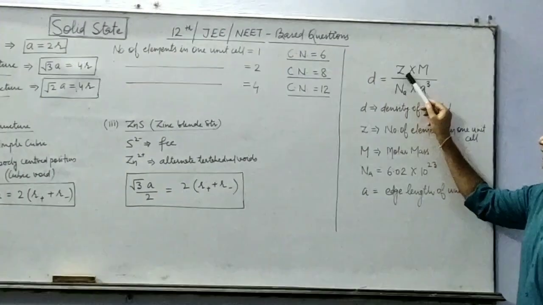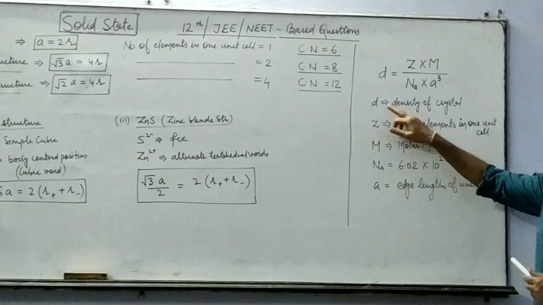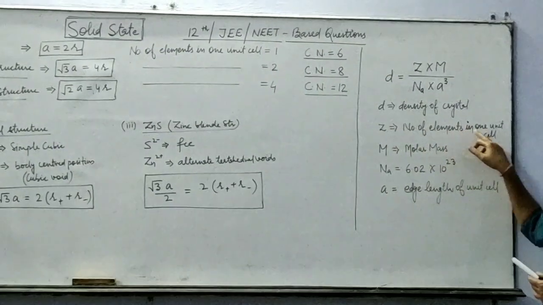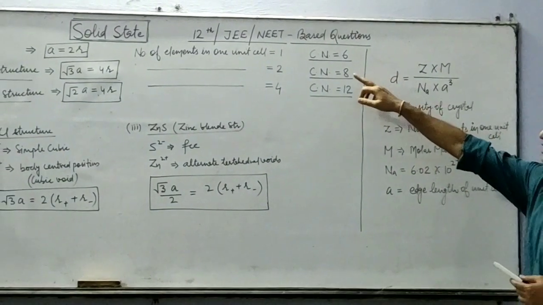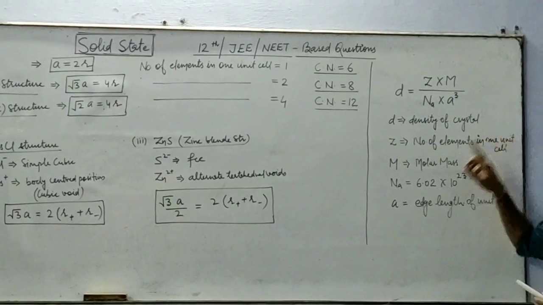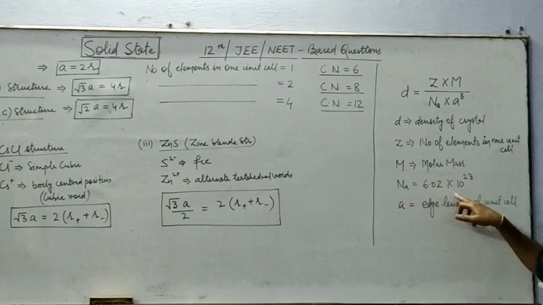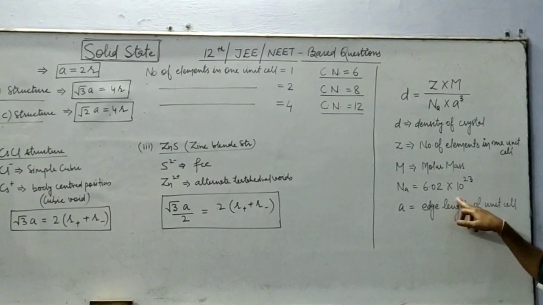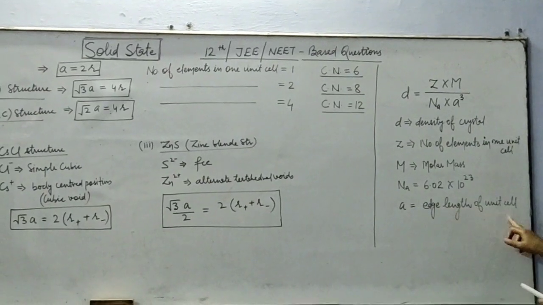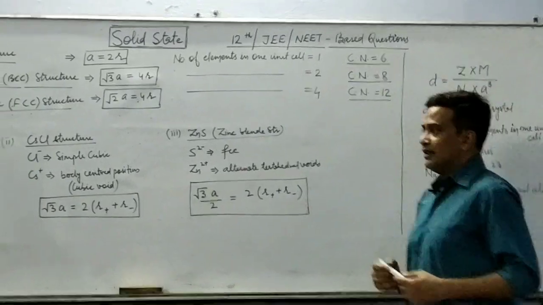d is equal to Z into M upon Na into a cube, where d represents the density of the crystal, Z is the number of elements in one unit cell, that is 1, 2 or 4 depending upon the structure given to you in your question, M the molar mass, Na Avogadro number 6.02 into 10 to the power 23 and a is the edge length of the unit cell. This formula you have to learn.